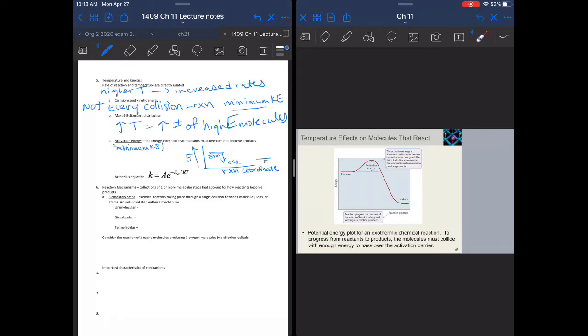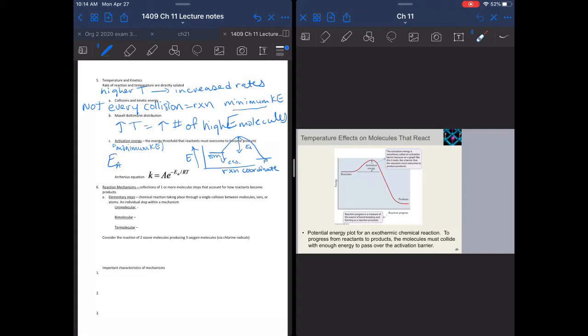Because as the bonds break, you are going to get a higher energy state. So you are going to go up and then down. This difference here is that activation energy, E sub A. All right, so if you see E sub A, that's your activation energy.